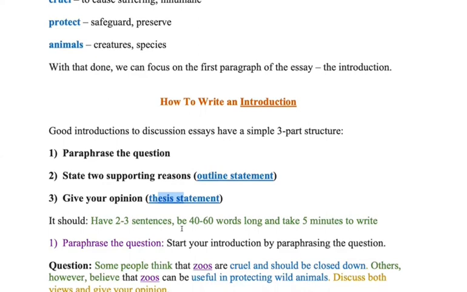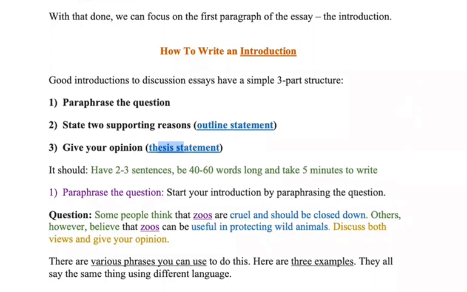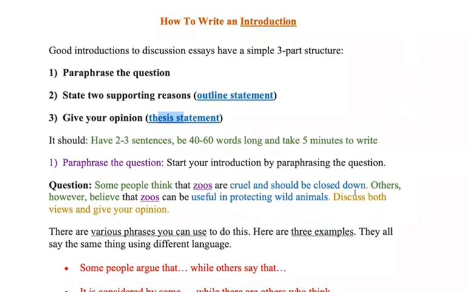So the thesis statement, again, summarizes your main idea, your main opinion, okay? So it should have, as we talked about, 2-3 sentences, be 40-60 words long and take 5 minutes to write. That's what we have discussed previously. So here, number 1, paraphrase the question. Start your introduction by paraphrasing the question. So here we have group A: some people think that zoos are cruel and should be closed down.